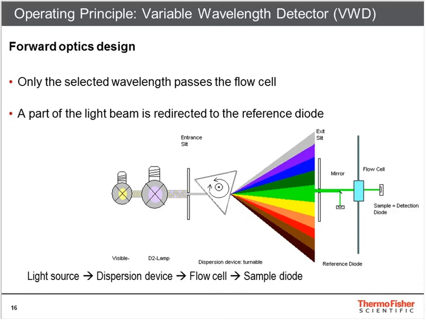Then a small portion of the light is diverted by a mirror to be used as a reference, and the rest of the light hits the flow cell. In this case, we have a true reference that will be used to calculate how much of the light was absorbed by the sample.